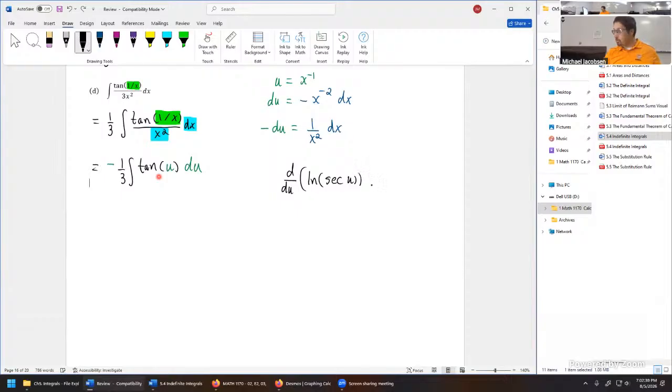So if we go with the natural log of secant u, let's see what happens when we differentiate this one. It is a chain rule process. Secant u is going to go down to the denominator. That's what happens when we differentiate a natural logarithm. Then we multiply by the derivative of secant u.